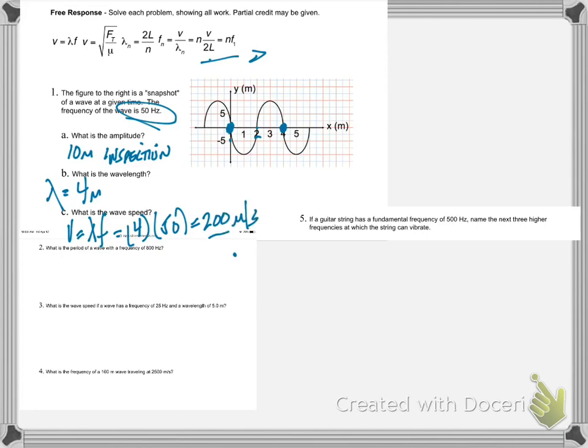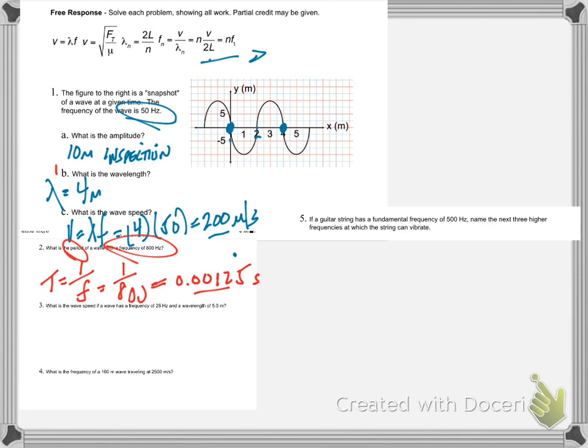Number 2, what is the period? What is the period of a wave with a frequency of 800 hertz? So we know period is equal to 1 over frequency. And the frequency they gave us was 800. So 1 divided by 800 is going to be 0.00125, and the units are seconds.